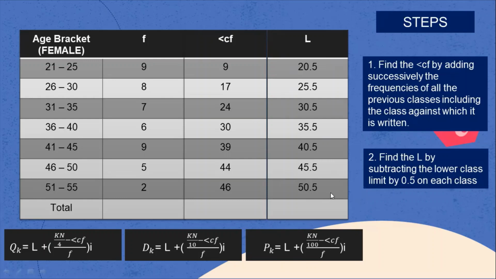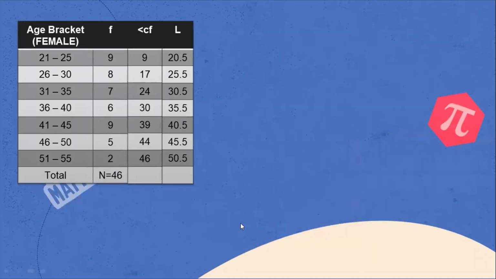We completed the table for the measures of position. Total number of distribution is 46. We add 9 plus 8 plus 7 plus 6 plus 9 plus 5 plus 2. That is 46. Let's now try our first example.